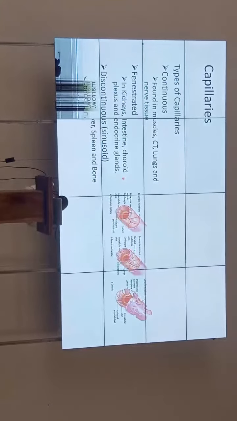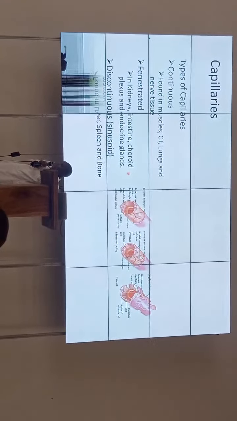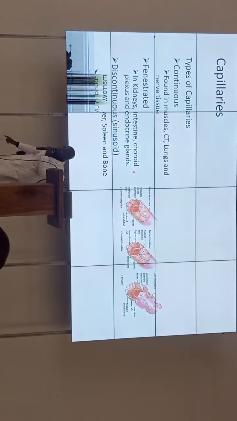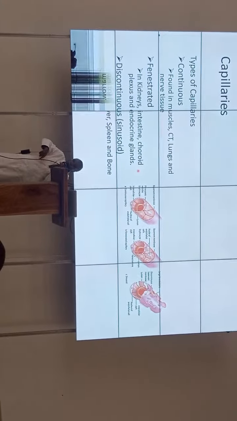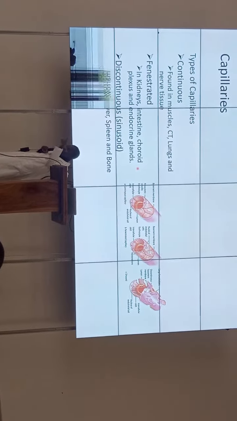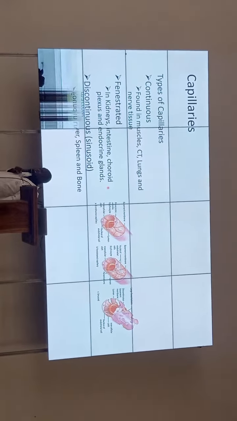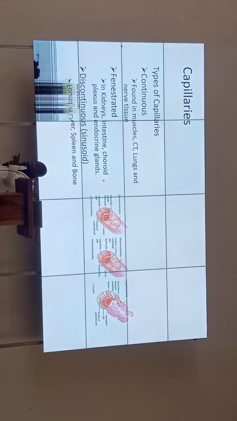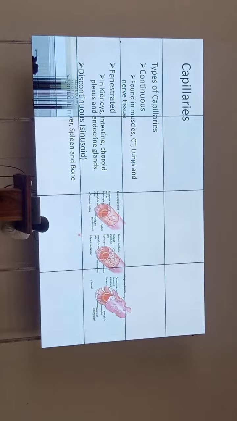Let's now talk about discontinuous capillaries, or sinusoids. Sinusoids are capillaries whose endothelium has large openings. Their basement membrane also has large openings. And because they have large openings, red blood cells are able to do what? To seep out. So tell me, what type of capillaries do we find in the spleen? The sinusoids. So they are not arteries, but they are what? Capillaries.